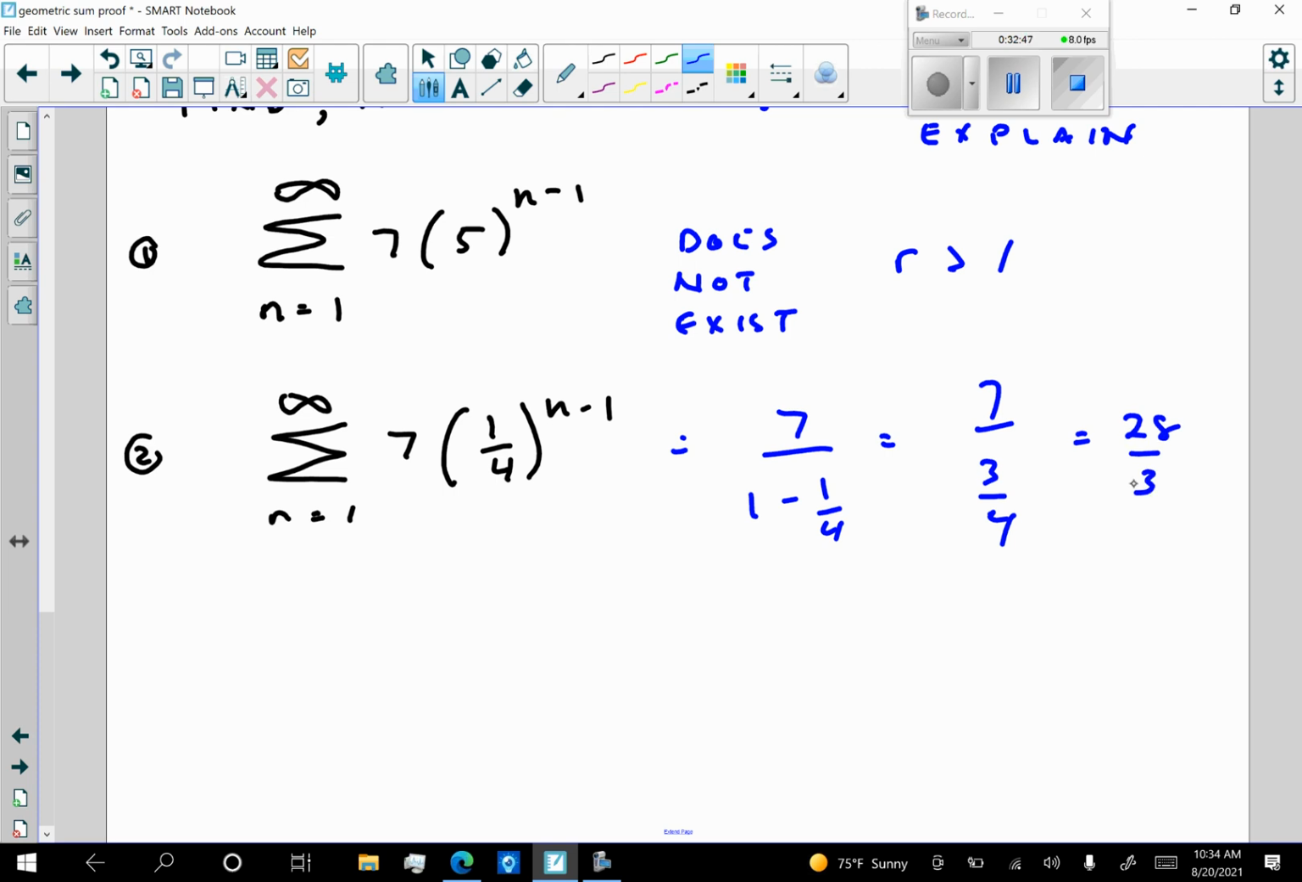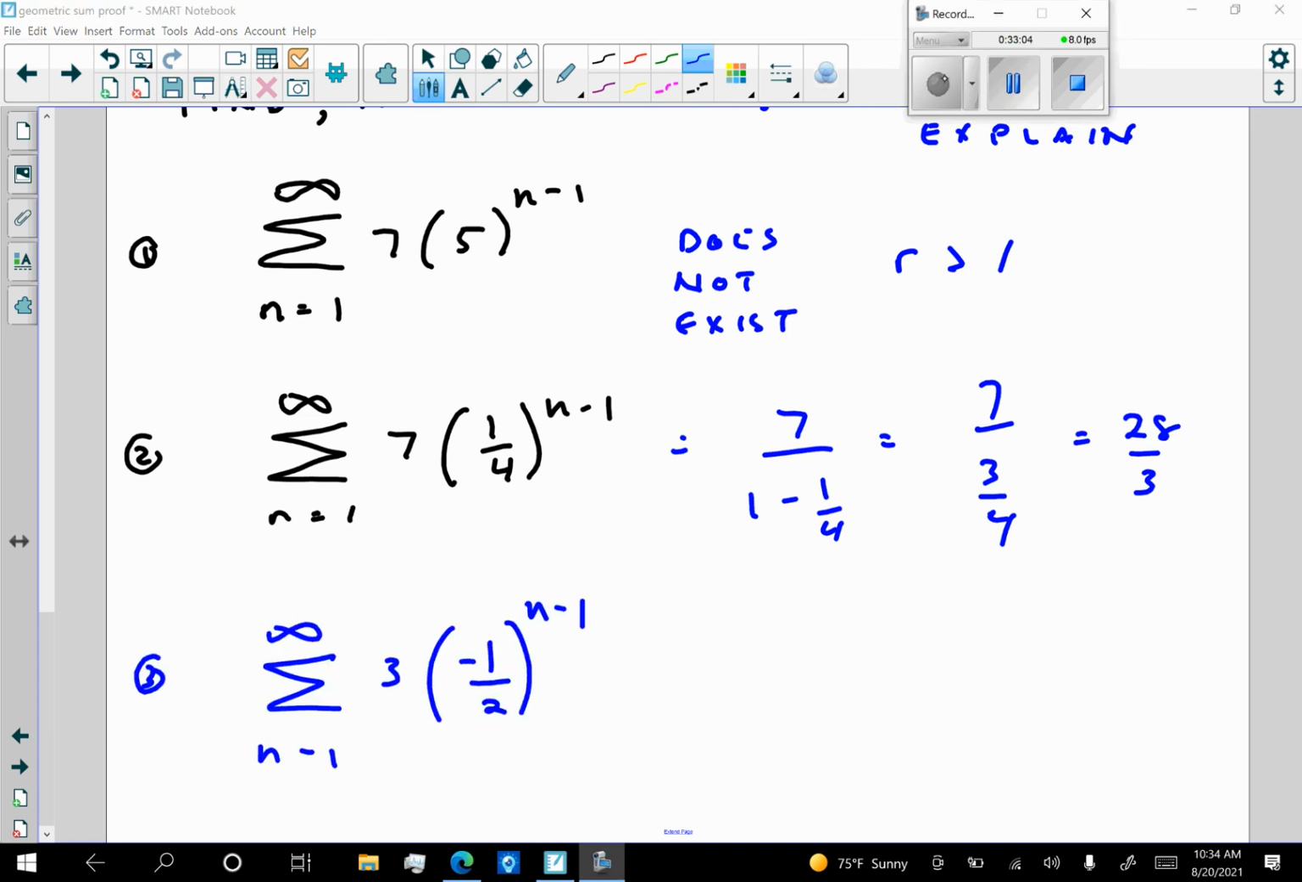Yes, done. Here's another question for you. Find the infinite sum of the series from n equals 1 to infinity of 3 times (-1/2) to the n minus 1.